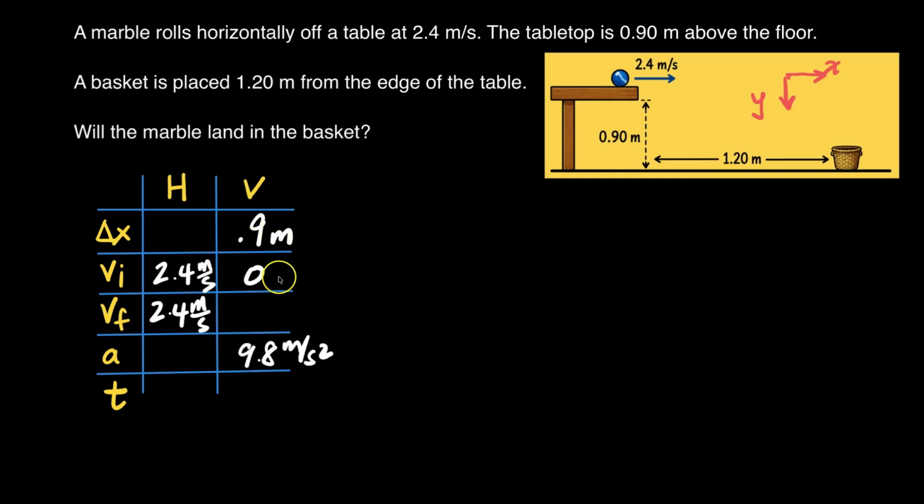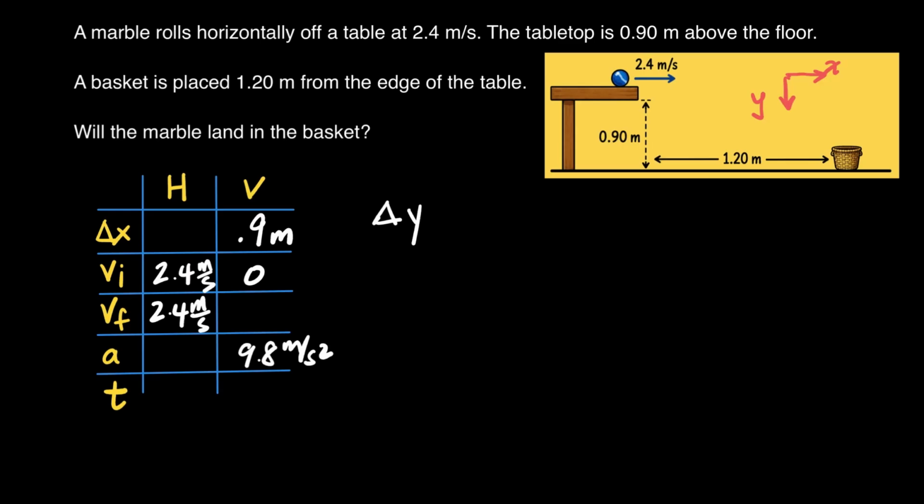The initial velocity vertically is 0. Now, why is it 0? It's because it's only initially moving horizontally. Initially, it's not moving vertically at all. So the initial vertical velocity is 0, and the acceleration is 9.8 meters per second squared. Now you might wonder, why isn't it negative? Well, it depends on the direction that you're setting as positive. We define down positive, and acceleration due to gravity is always in the downward direction, and so it's going to be a positive 9.8 meters per second squared because we define down as positive. If we define up as positive, then this would be a negative number.